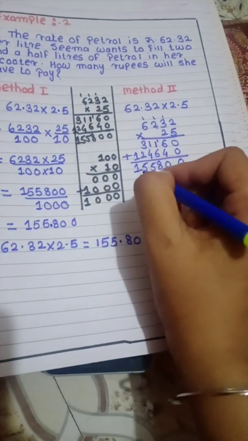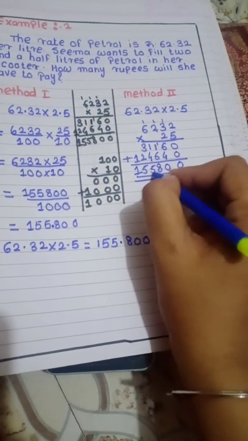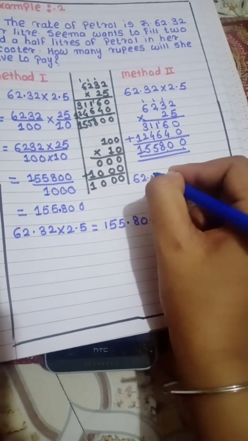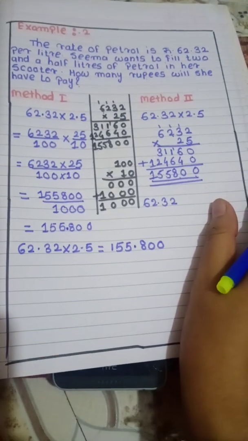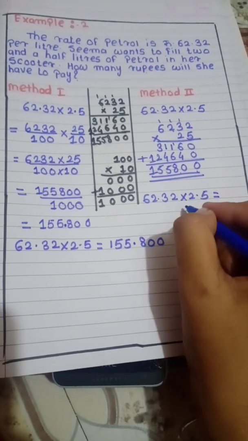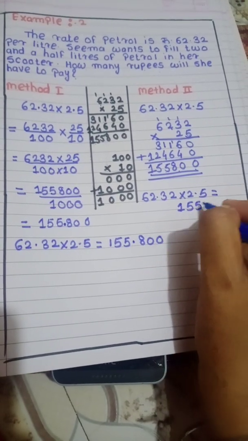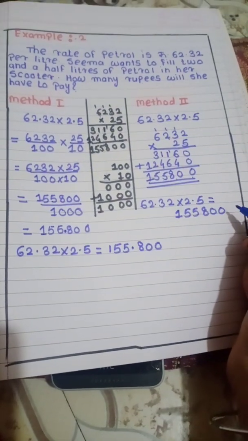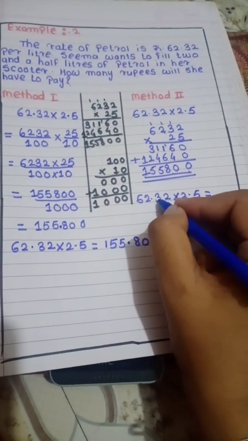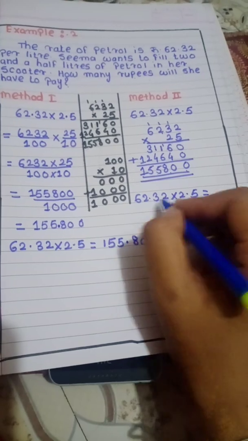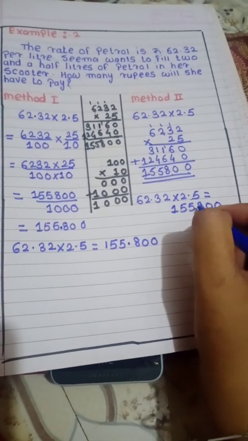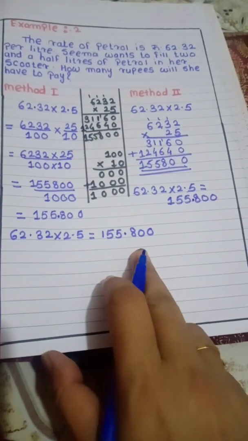So what is the answer I am getting? 1,55,800. Okay, so I'll write here 62.32 multiplied by 2.5 is equal to 1,55,800. But I have to write it with the decimal point. So I'll count the digits. Here 2 digits and here 1 digit. So 3 digits are there. So I have to put the decimal point before 3 digits. 1, 2, 3.